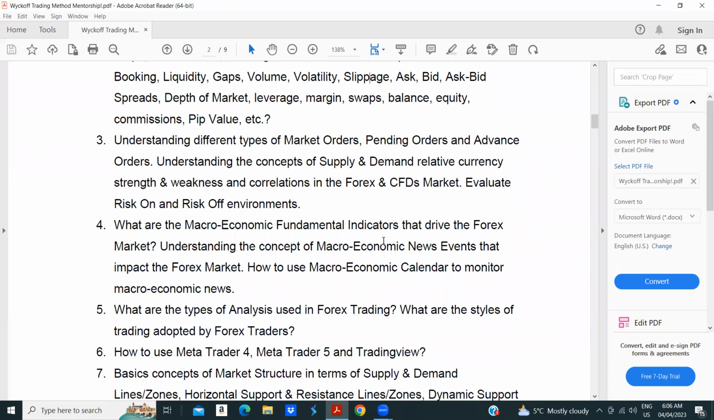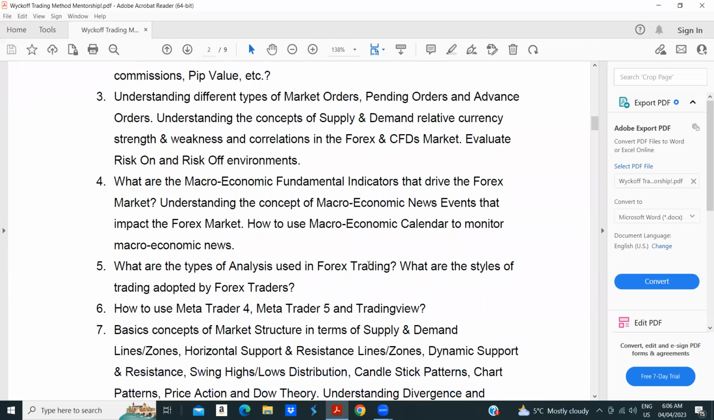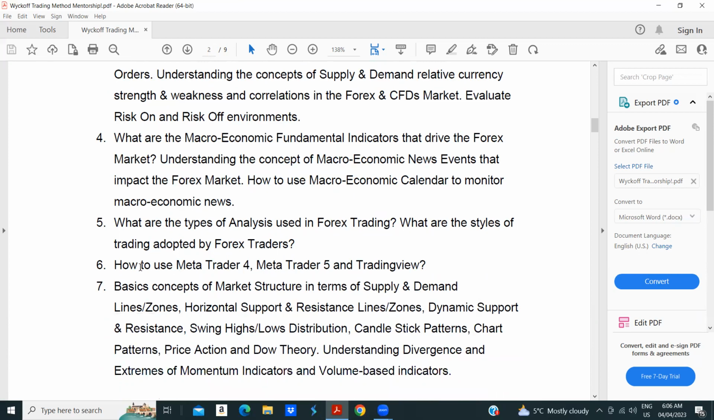Once we have the basic understanding of how the Forex market moves, who the participants are, and what typically goes in and out of the Forex market on a daily basis, we're going to head over to the tools and the types of analysis that we use in Forex trading. This will cover the styles of trading adopted by Forex traders. Then we're going to understand how to use the most popular trading platforms used in the Forex market. These are MetaTrader 4, MetaTrader 5, and TradingView.